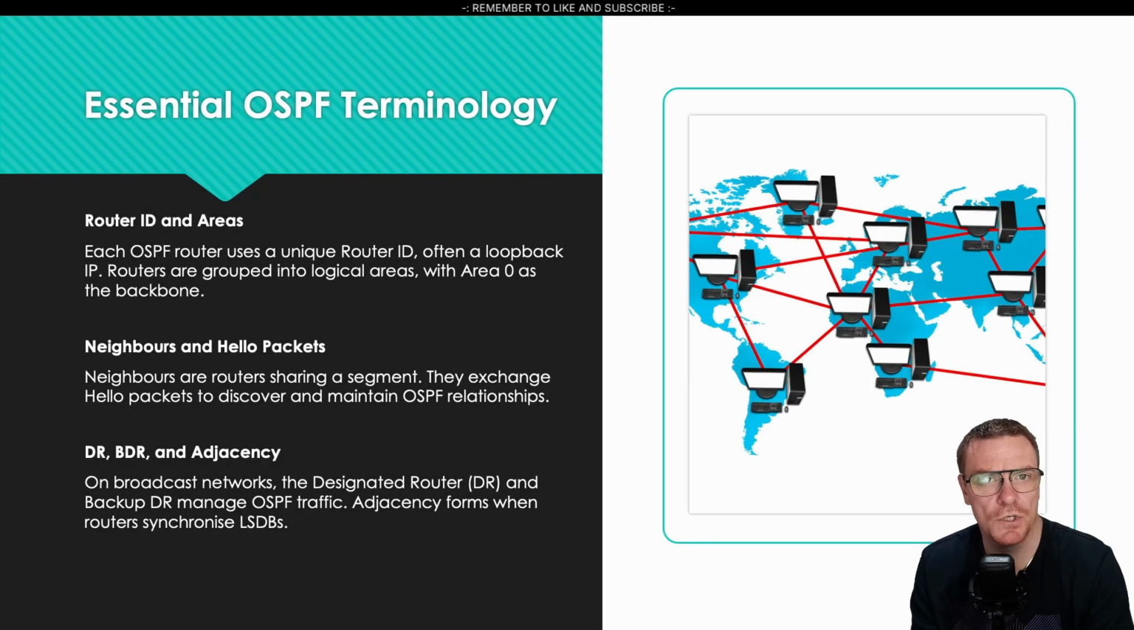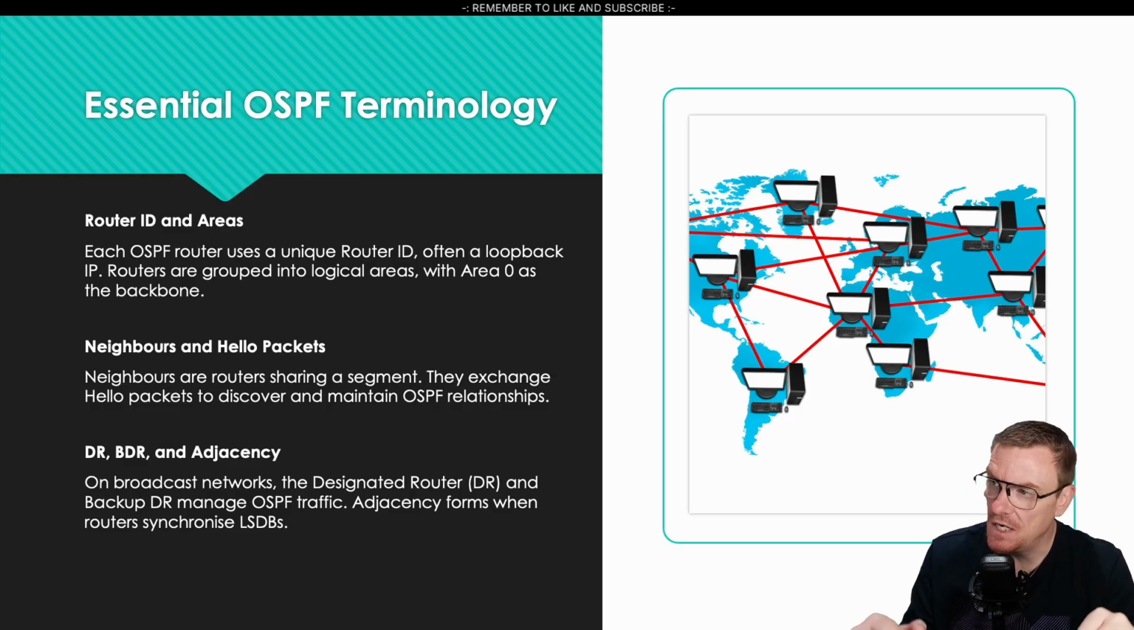So we have a few terminology essentials. The router ID is an ID that we use to identify the router. We normally use the loopback IP address for this. There is the DR and the BDR, the designated router and the backup designated router. They are used on multi-access networks like Ethernet, like if you had 2 routers on a switch, and it's how they go through their election process.